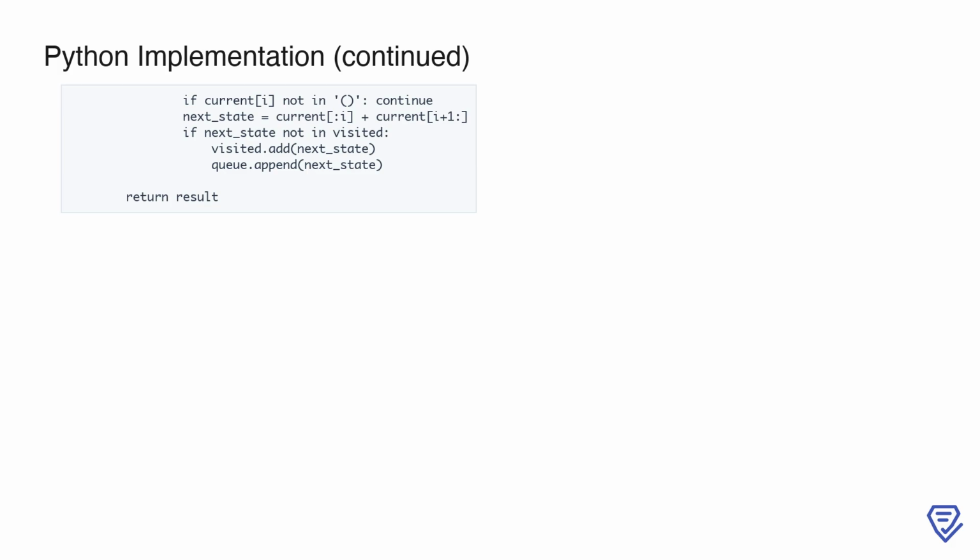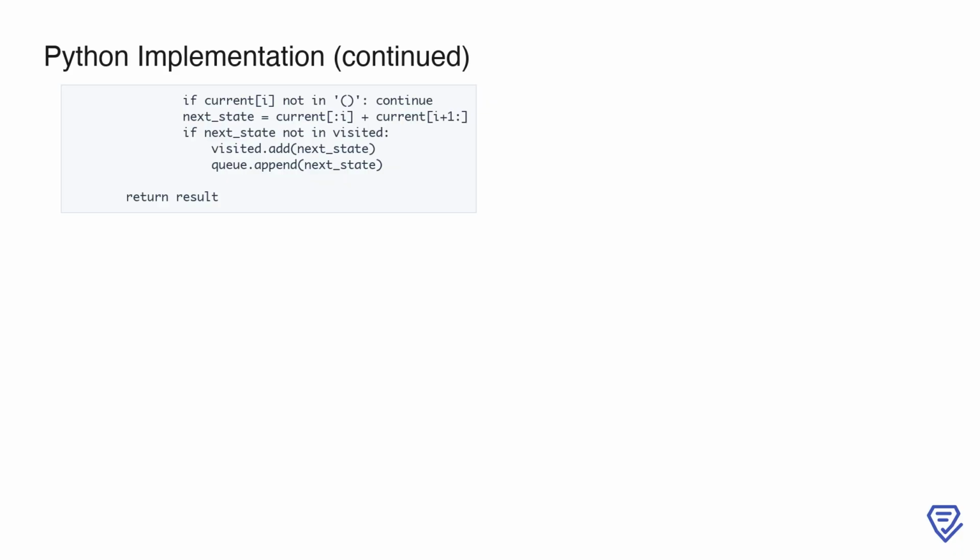We then check if this new state has already been visited. If it hasn't, we mark it as visited and add it to the queue for further exploration. This process ensures we systematically explore all possible states without revisiting the same string multiple times, which avoids redundant computations.